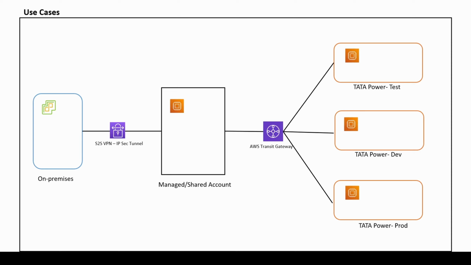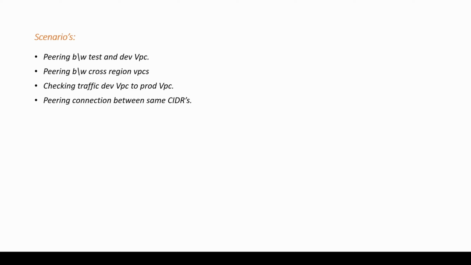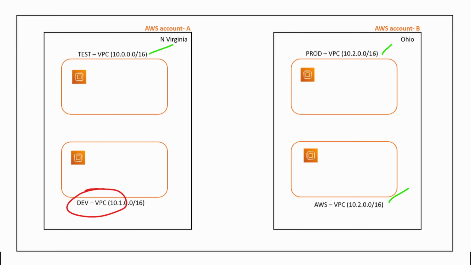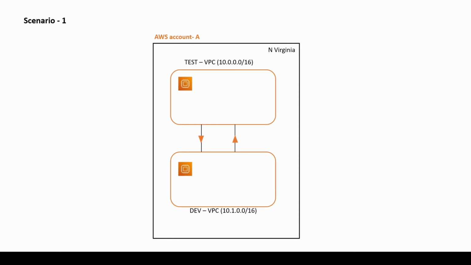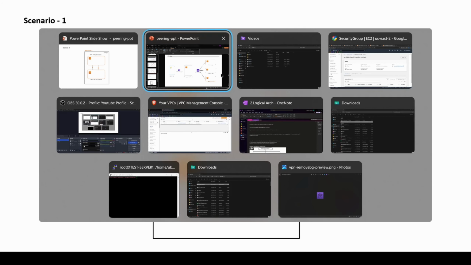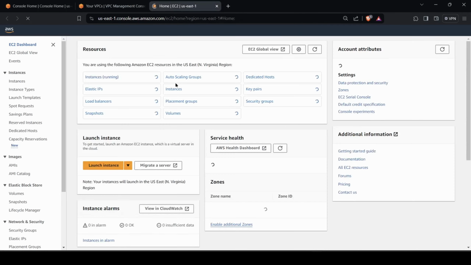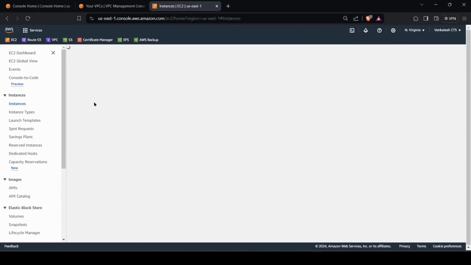Now we'll start with the first scenario: establish the peering connection between the test and dev VPC. I have already created the test and prod VPCs. So now we need to create the dev VPC and the peering connection. Okay, let me go to the AWS console. Yeah, we already have the test VPC, and I already created the server in the test VPC.